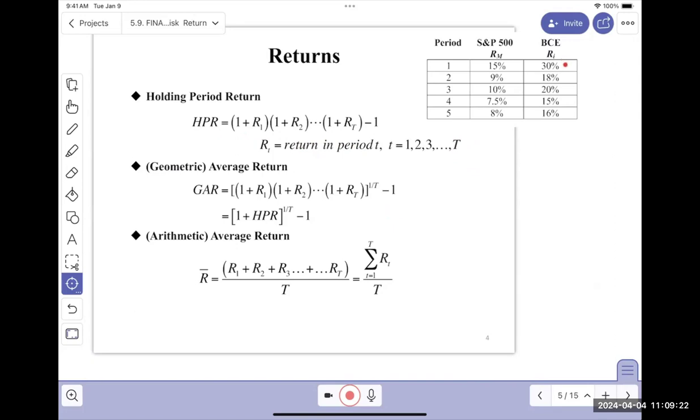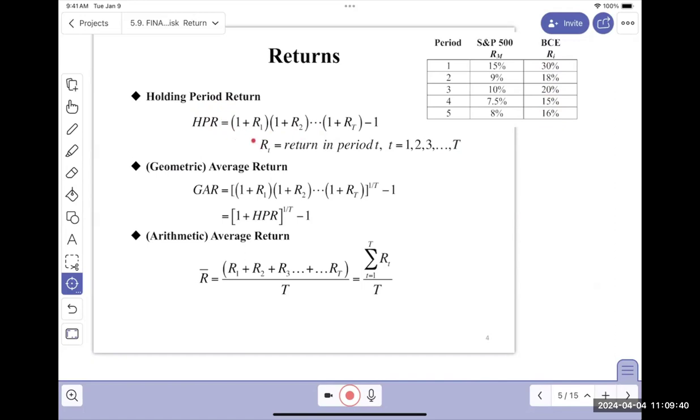Even if you look back at BCE's returns, the highest they are 30, the lowest they are half of that, 15%. So it goes up and down. But we want an idea of what on average we made. If we invested our money and left it there, what did we make on average? Now you use the holding period return to get that.